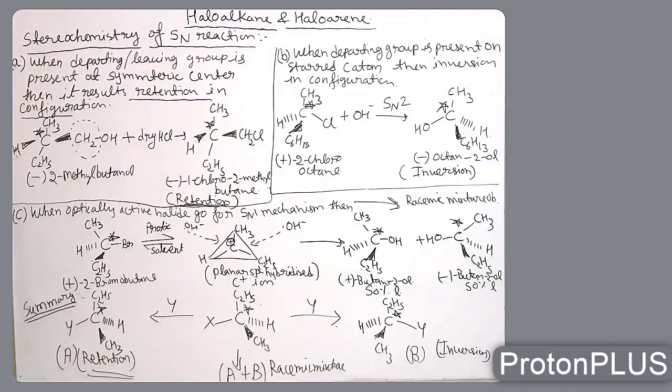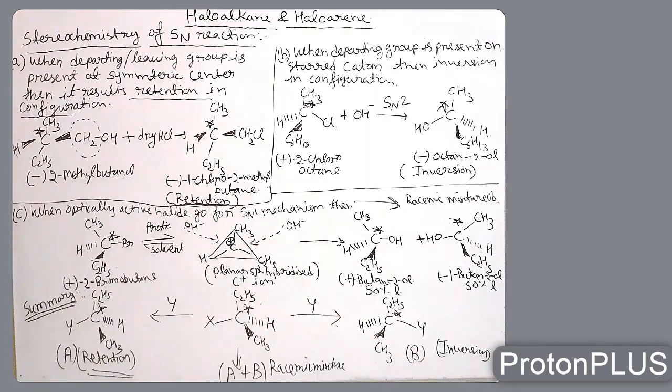Now we will take some examples for the stereochemistry of SN reactions. First, when the departing group is present at a symmetric center, then it results in retention in configuration. For example, we have taken 2-methyl butanol. This first carbon atom is a stereo carbon atom. Four different groups are there, that is CH3, hydrogen, C2H5 and the methyl alcohol group.